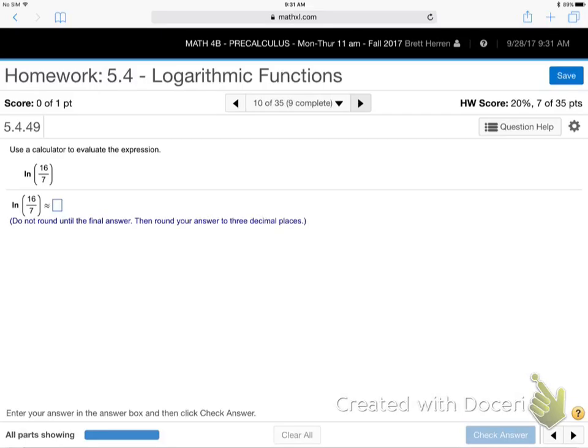Let's try this one. Natural log of 16. So did you guys have this? Hit the buttons on your calculator. You have a natural log button, right? Can I see the question you were looking at? What was it? Or you can just say it.